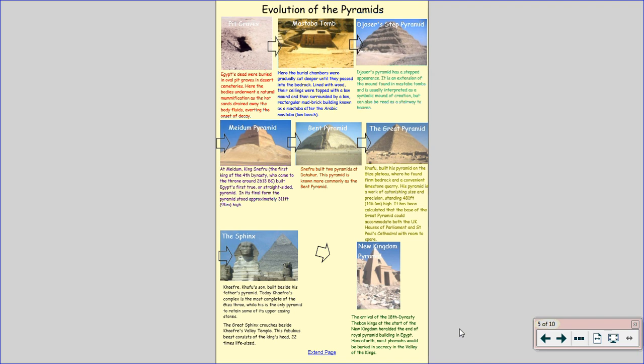So that's just the evolution of the pyramids, how they started from pit graves all the way up to the Valley of the Kings, and how they became what they were. And the thing is, you can see how they learned from their mistakes, or it was a bit of a trial and error kind of system. They learned how to build these things better and better each time.